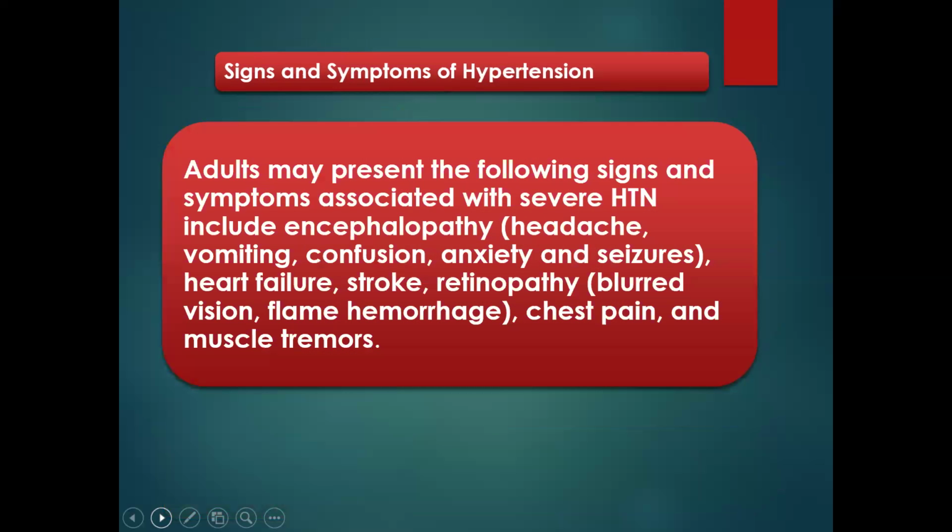Signs and symptoms of hypertension continued. In an adult, it may present with the following signs, such as encephalopathy. Encephalopathy is an inflammation or disease of the brain. And this presents with persistent headache, vomiting, confusion. The person is confused, with anxiety, there is seizure. That's a pure sign of encephalopathy. Then heart failure might take place, stroke might occur.